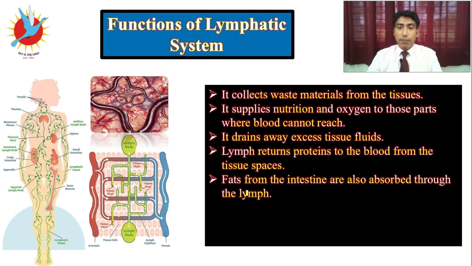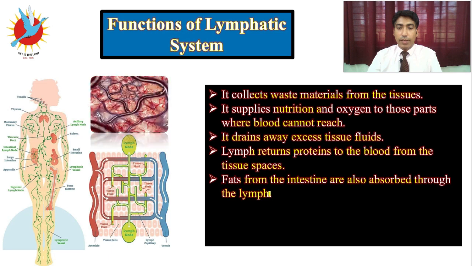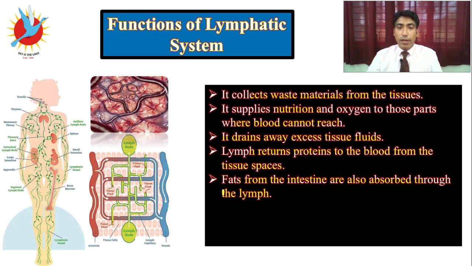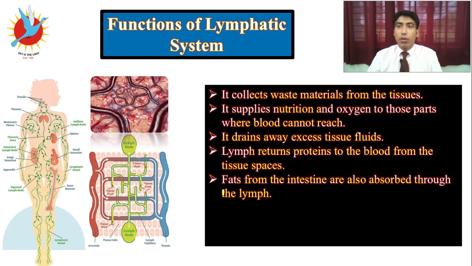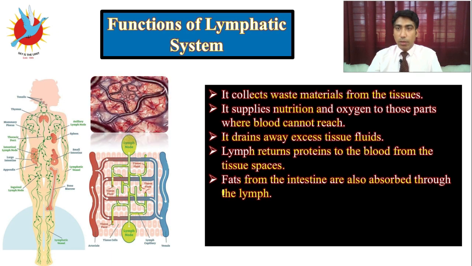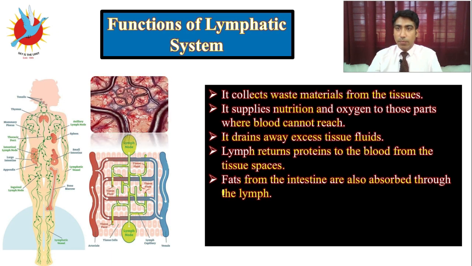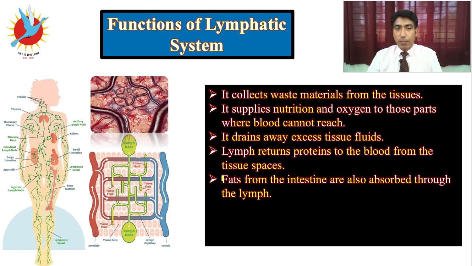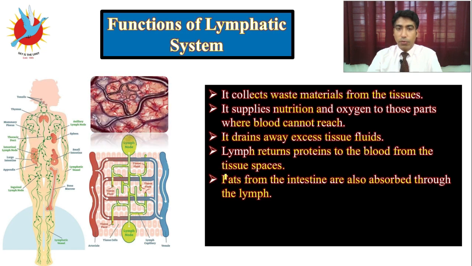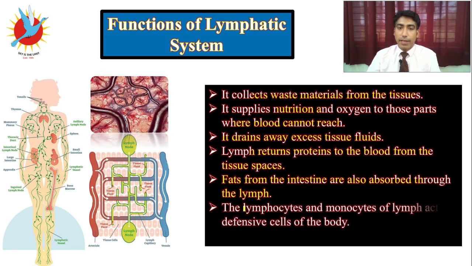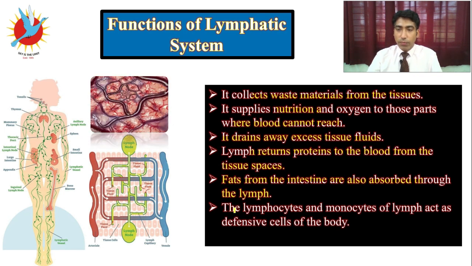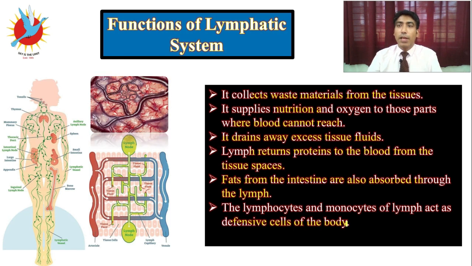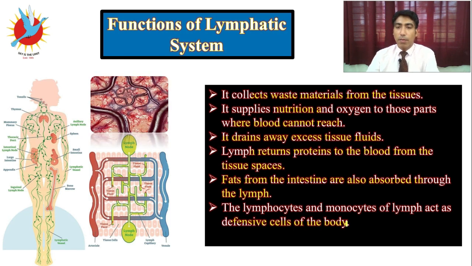You must be well aware, when you studied the digestive system, where I had discussed that fats are larger molecules that cannot be absorbed through the blood vessels present in the finger-like structures inside the intestine, which are known as villi. So inside the villi the lymph vessels are present, which are responsible for the absorption of fat from the intestine. The lymphocytes and monocytes of the lymph act as the defensive cells of the body. So the lymphatic system plays a very important role in our defense mechanism.